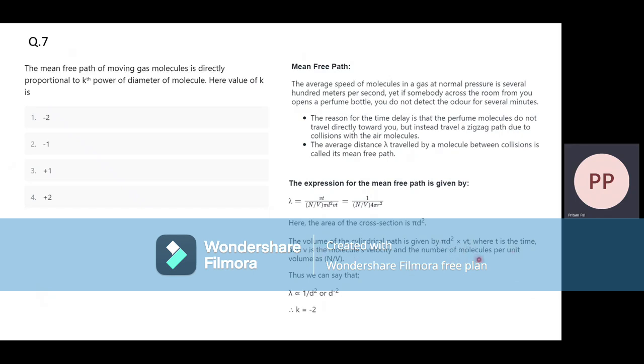And the number of molecules per unit volume is n by V. With that, we substitute and we can say lambda is proportional to 1 over d square. So the k will be -2. So option 1 is correct.